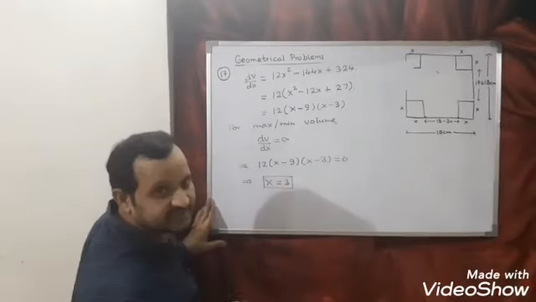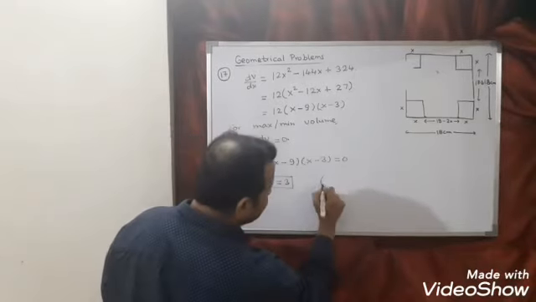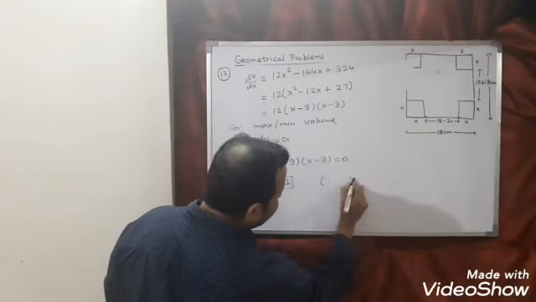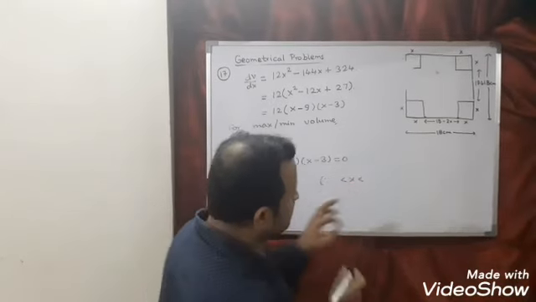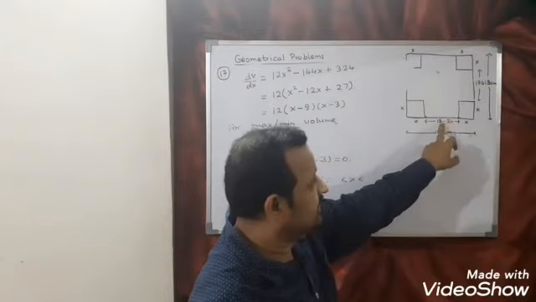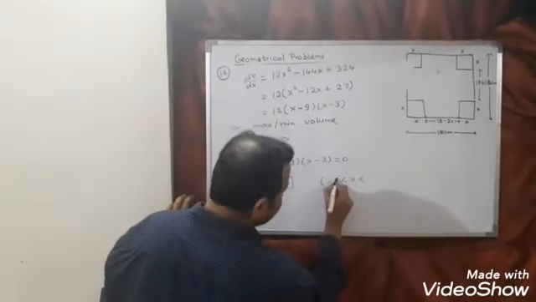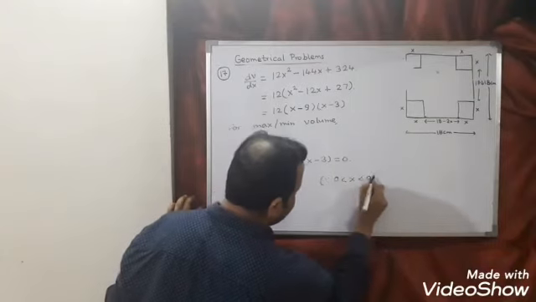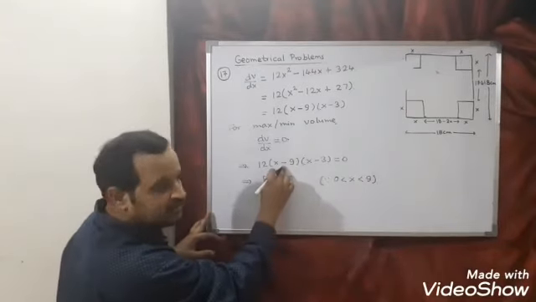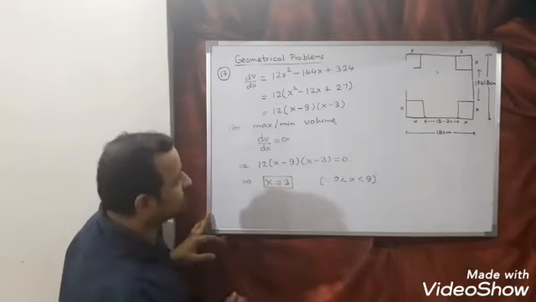X is equal to 9 is not possible. The reason here is, see here, x lies from where to where? If x is 9, 18 minus 18 is 0, and a side cannot be 0. So x lies between 0 and 9, so x cannot be equal to 9. It implies x is equal to 3.